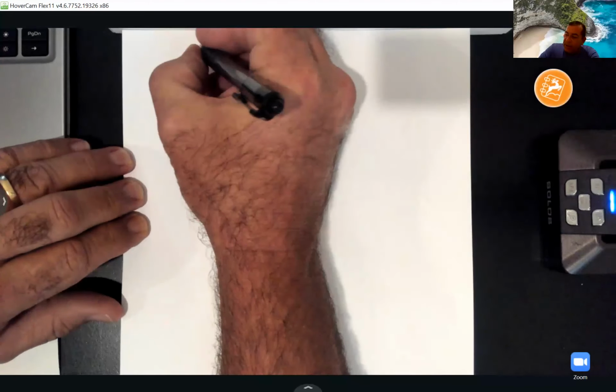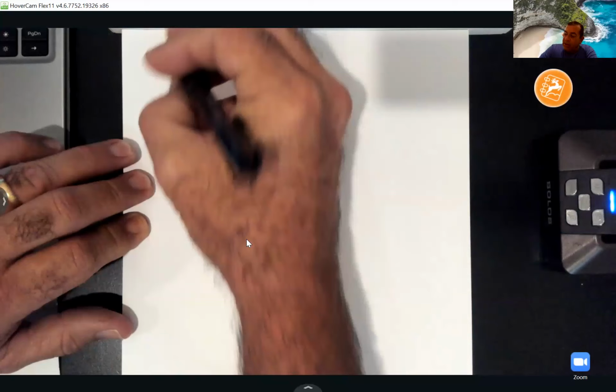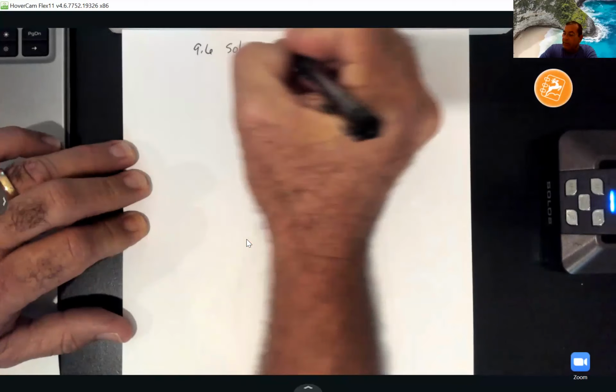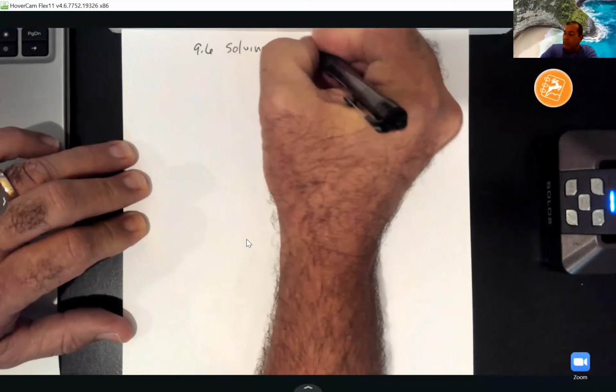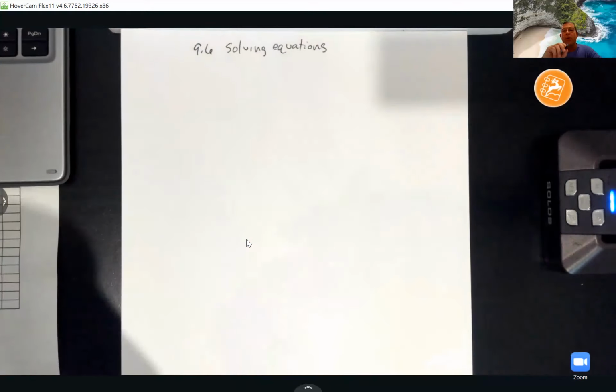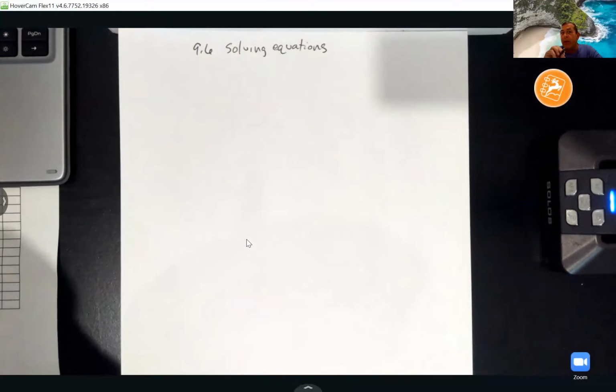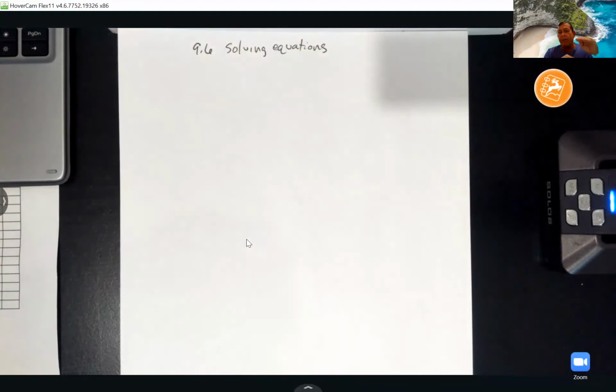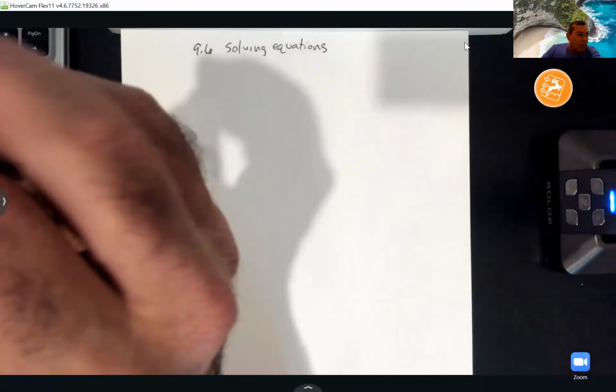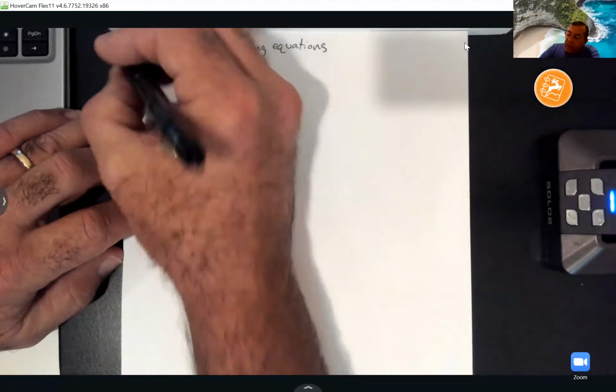There you go. 9.6, like I said, was solving equations. So we'll be solving exponential equations first. About my first 9 problems will deal with exponential equations. Then we'll look at solving logarithmic equations, and the last 8 questions are dealing with that, okay? So here we go. Let's go with solving exponential equations.